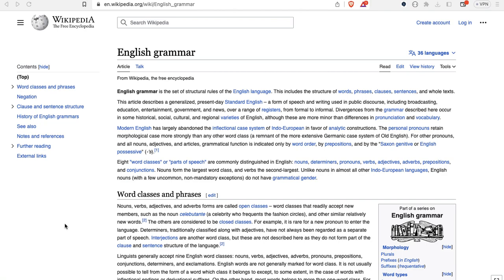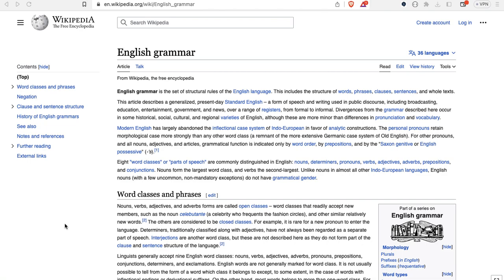Divergences from the grammar described here occur in some historical, social, cultural, and regional varieties of English, although these are more minor than differences in pronunciation and vocabulary. Modern English has largely abandoned the inflectional case system of Indo-European in favor of analytic constructions. The personal pronouns retain morphological case more strongly than any other word class, a remnant of the more extensive Germanic case system of Old English.